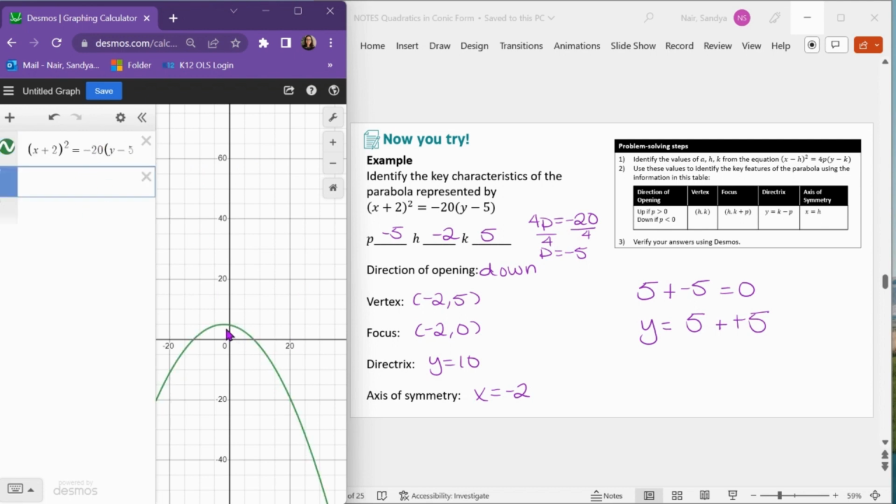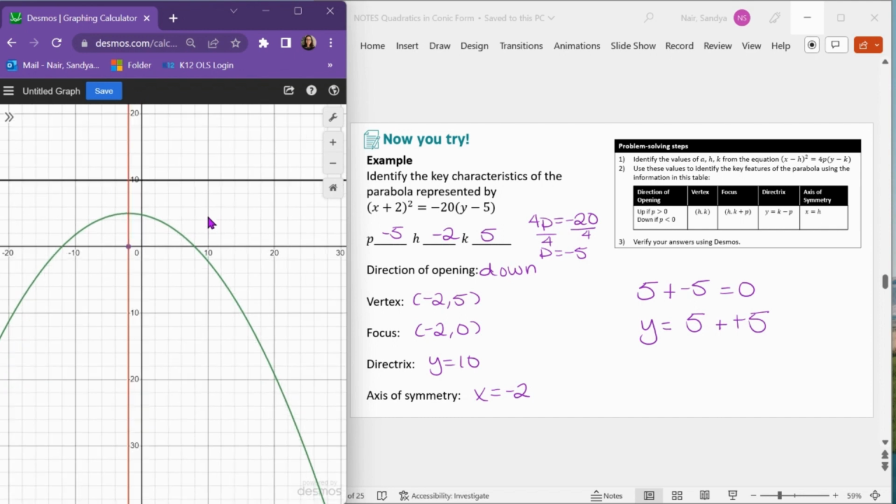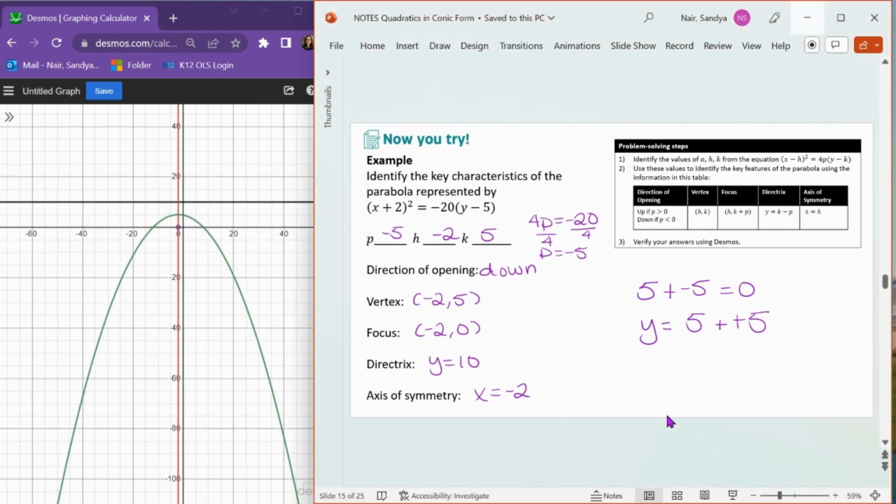So you can see here, if we click on the vertex, it is at -2, 5. The focus is at -2, 0. The parabola does open down like we found. The directrix will be at y equals 10. And the axis of symmetry we can see is at x equals -2. So we can see all the information here on our parabola.